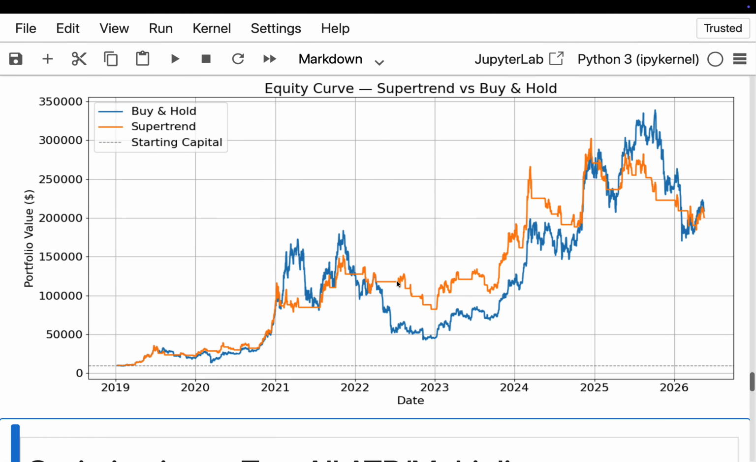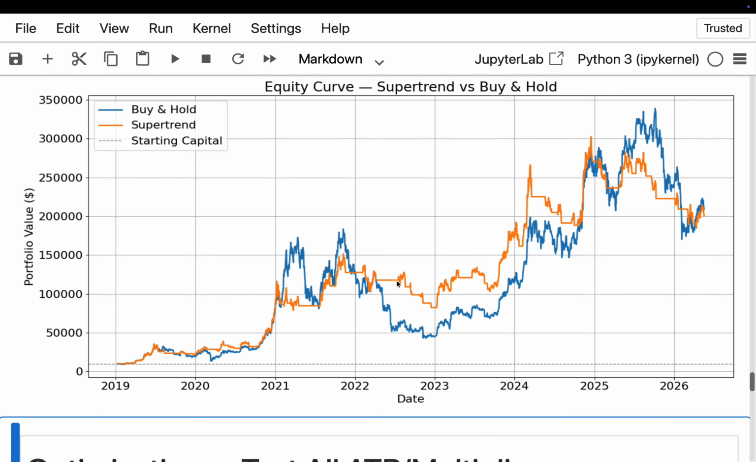Second problem, 35 signals is a small sample. In statistics, 35 observations is not enough to draw strong conclusions. You need hundreds of trades before results become statistically meaningful. With 35 trades, you could be looking at skill, or you could be looking at luck. You genuinely cannot tell the difference yet.